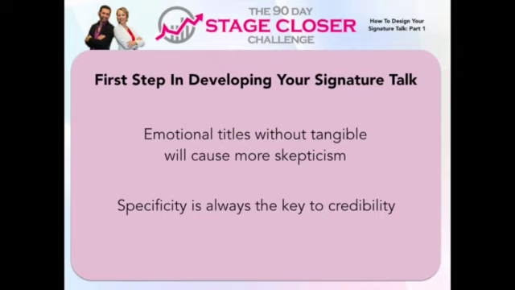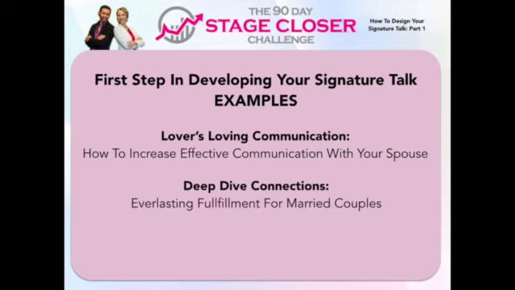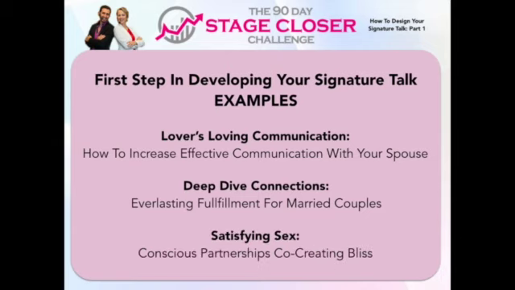So you could then have a title for a talk about communication, for example. And you could call it, for example, Lovers Loving Communication, how to increase effective communication with your spouse. And there you have a bit of an emotional main title and a tangible subtitle. Or you could have a talk from a totally different outcome titled Deep Dive Connections, Everlasting Fulfillment for Married Couples. Or finally, your talk could be titled something around the sex thing, which could be Satisfying Sex, Conscious Partnerships, Co-Creating Bliss. And these are simply just examples.